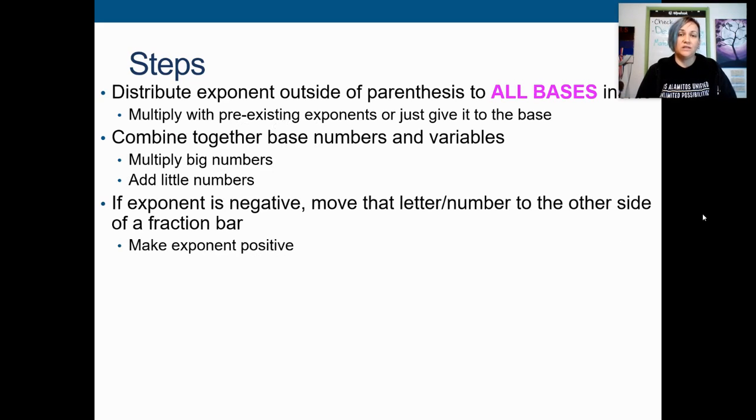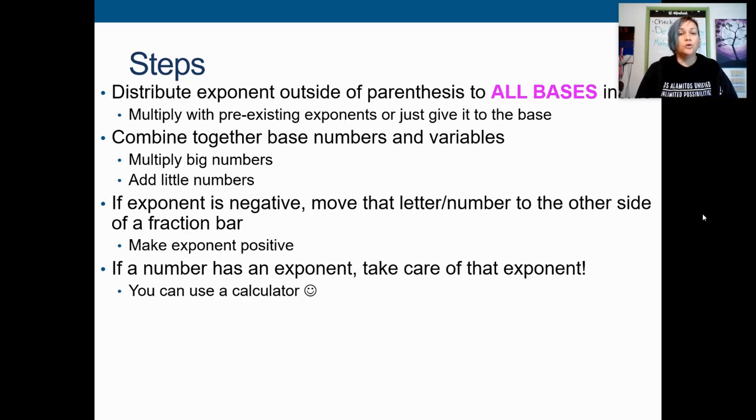Next, you should check and see, after you've combined together your bases, are any of your exponents negative? If an exponent is negative, take that and move it to the bottom of a fraction, or if it's already on the bottom of a fraction, move it to the top. You should also check and see, do any of my base numbers have an exponent on them? So like if you have a 3 squared, you should actually do 3 squared and make it a 9.